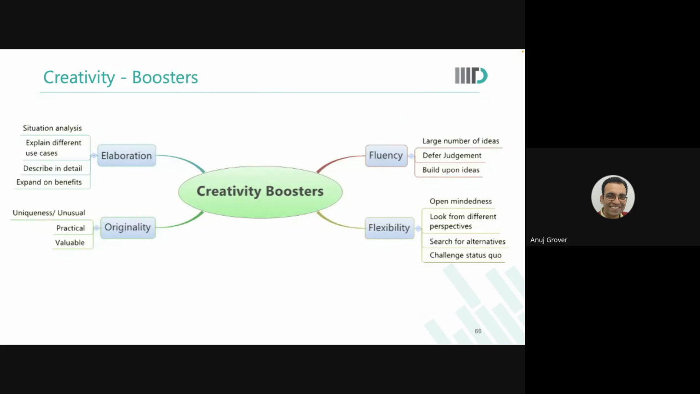बट व्हाट बूस्ट क्रिएटिविटी? सो एक्चुअली डिफरिंग जजमेंट, कि नहीं सोचना सही है कि गलत है. थिंकिंग अबाउट एज मेनी आइडियाज एज पॉसिबल, इलाबोरेटिंग अलग अलग सिचुएशंस में, अलग अलग जगह पे.